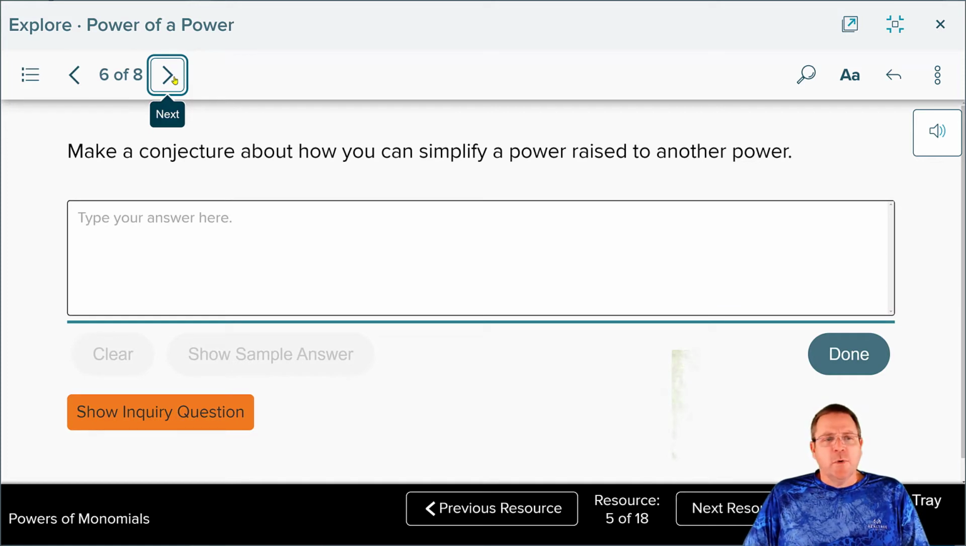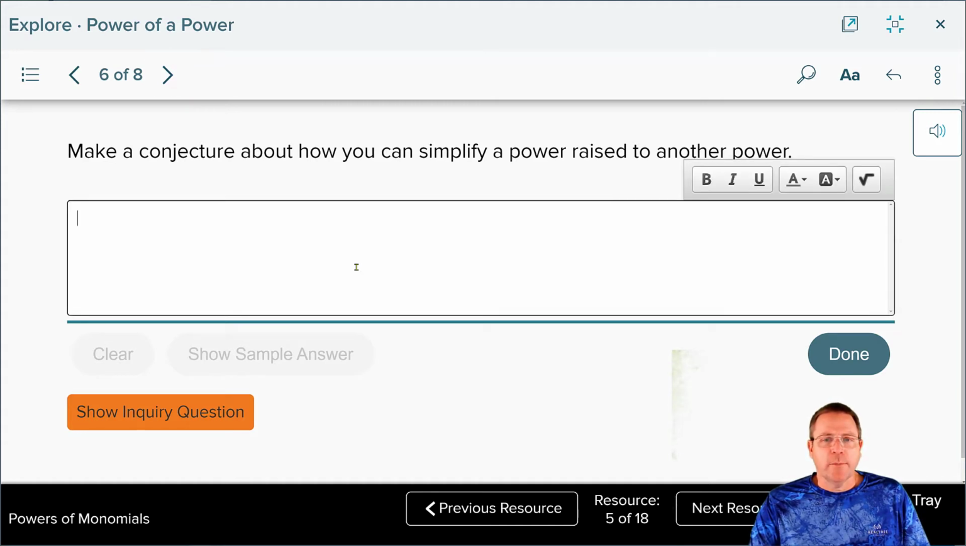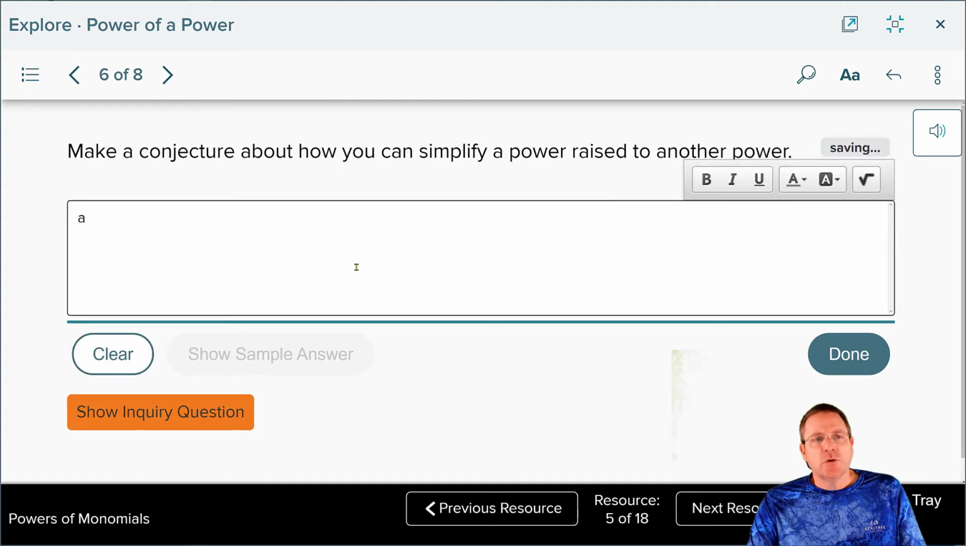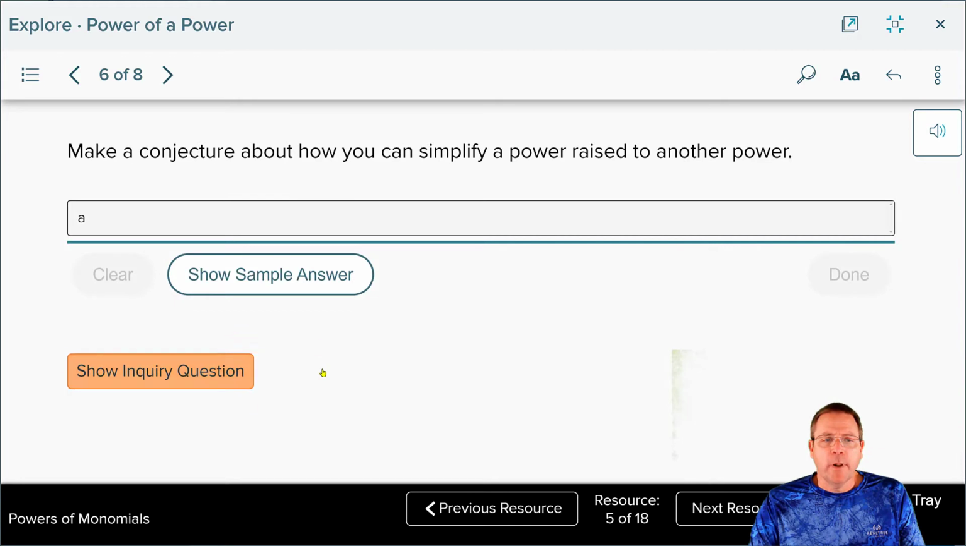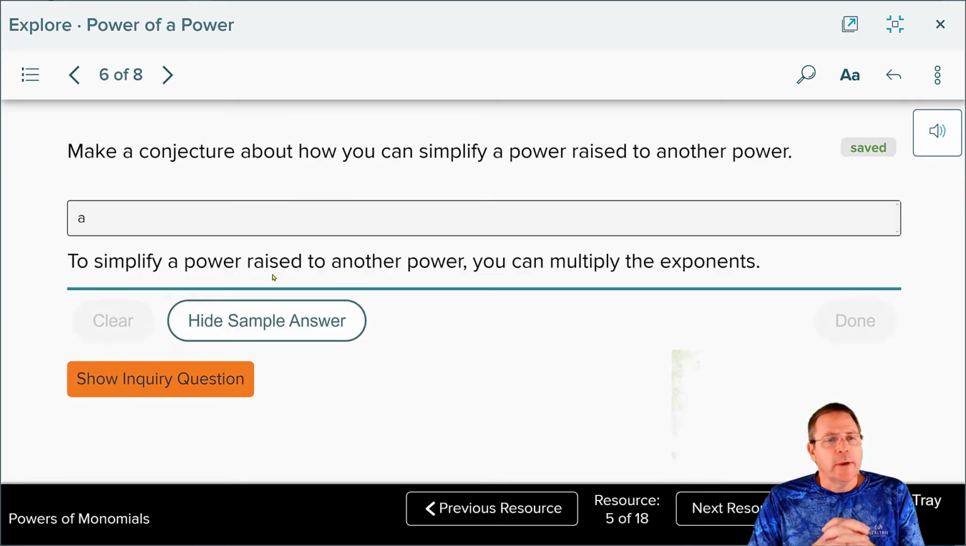Now the textbook wants you to make a conjecture about how you could simplify a power raised to another power. Based on what I just showed you, what do you think it's going to be? I'm thinking that we could take the power and multiply it by the other power, and they say to simplify a power raised to another power, multiply the exponents. That's all you have to do.